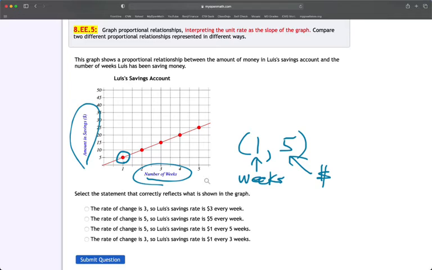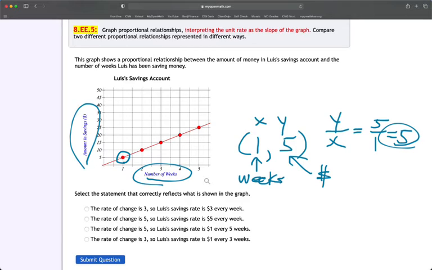We're supposed to, in this problem, select the statement that correctly reflects what is shown in the graph. Well, the rate of change, which can be interpreted as the same value as the slope, clearly in this one is going to be 5 for lots of reasons. This is a proportional relationship, and if we take the y value divided by the x value, we get 5. That's one way of doing this type of thing. Or we could use the idea of slope.